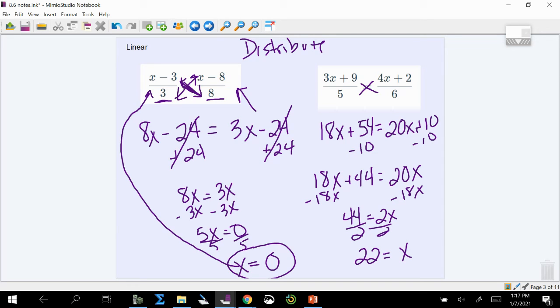Again, to check the validity of your answer, you can take the 22 and plug it back into each side of the equation and make sure both sides are true. You also want to make sure that if there are any x's in the denominator, you'll never get a 0 in the denominator. This one, again, only has numbers in the denominator, so there's no issue there.